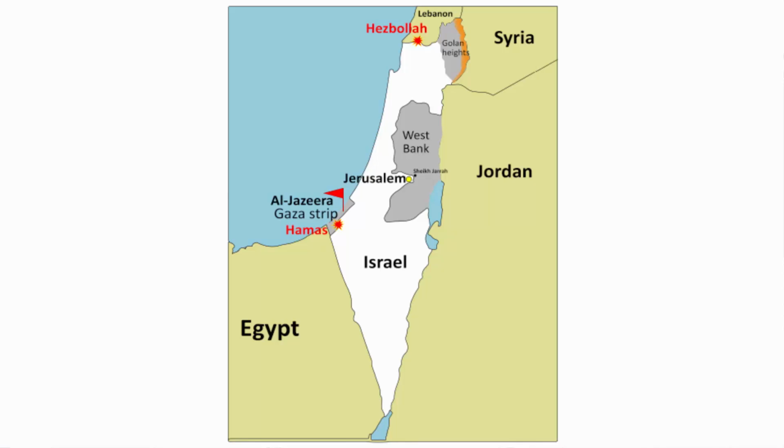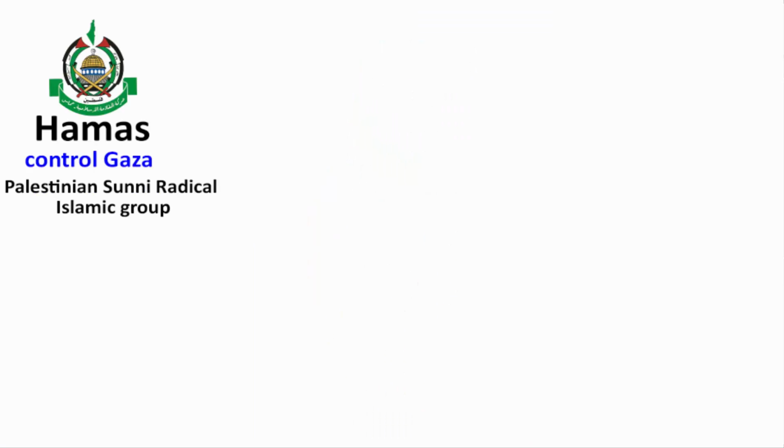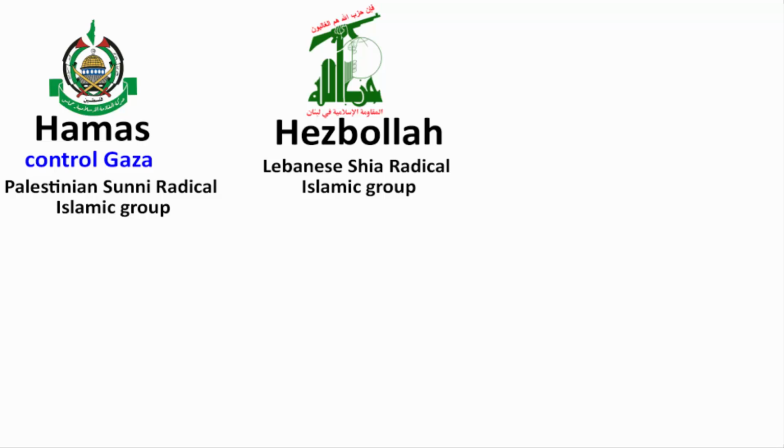On the other hand, you will see that Hamas always hides behind civilians, especially women and children. Always play a victim card when it gets counter-hit from the Israelis. Now, if you pay attention, Hamas controls Gaza and it is a Palestinian Sunni radical Islamic group. On the other hand, Hezbollah is a Lebanese Shia radical Islamic group.